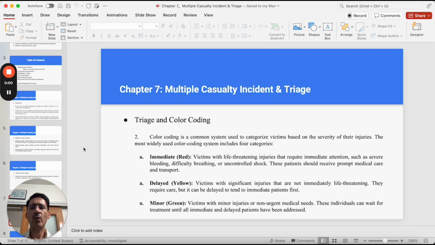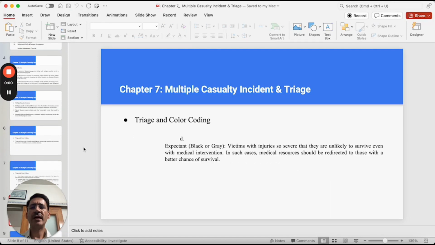Delayed, yellow. Victims with significant injuries that are not immediately life-threatening. They require care, but it can be delayed to tend to immediate patients first. Minor, green. Victims with minor injuries or non-urgent medical needs. These individuals can wait for treatment until all immediate and delayed patients have been addressed.